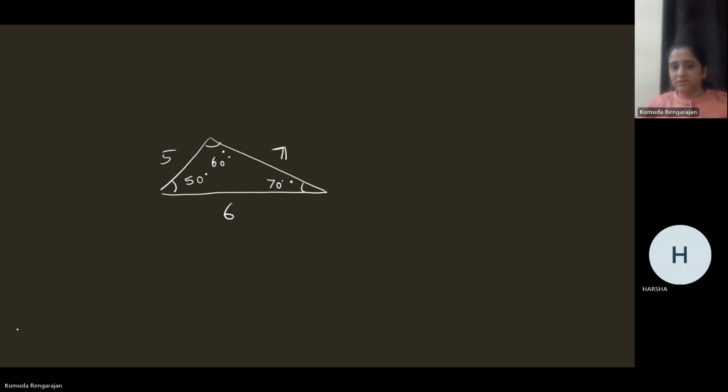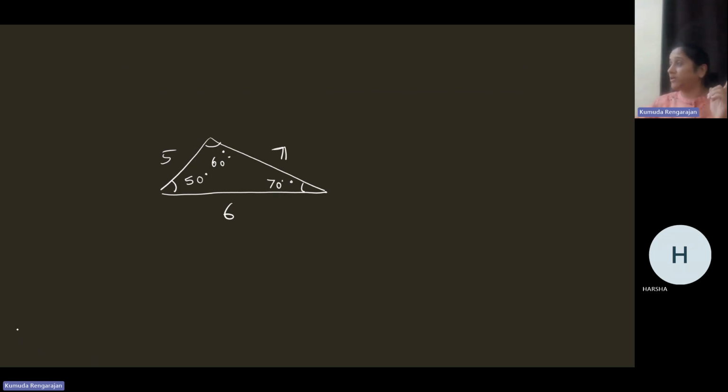So here we're going to learn about 2 triangles which are similar to each other, meaning their angles are equal and their sides are proportional. 2 triangles are said to be similar when their corresponding angles are equal. Angles must be equal. And their corresponding sides are proportional.